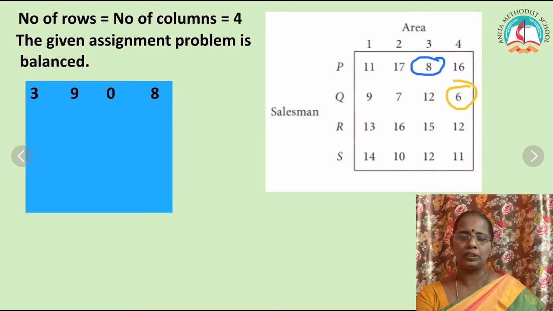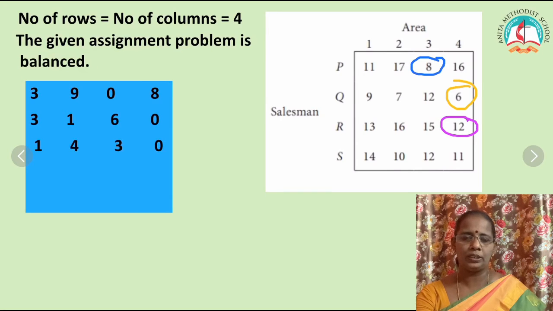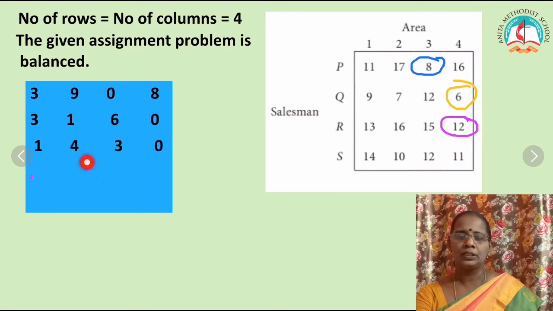Now move to the second row. The smallest number is what? 6. So 9 minus 6 is 3, 7 minus 6 is 1, 12 minus 6 is 6, 6 minus 6 is equal to 0. Third row, which is the smallest number? 12. So 13 minus 12 is 1, 16 minus 12 is 4, 15 minus 12 is 3, and 12 minus 12 is 0.